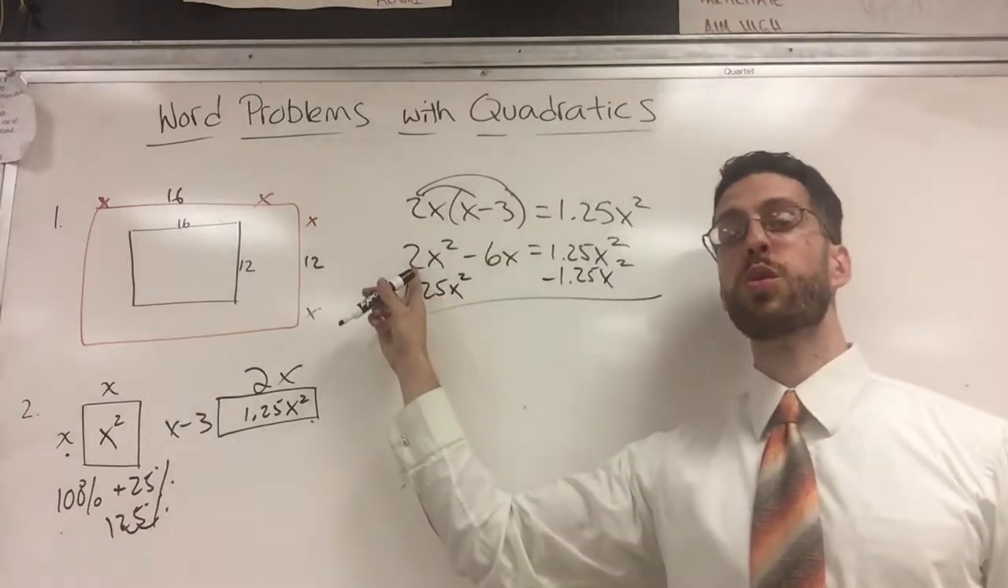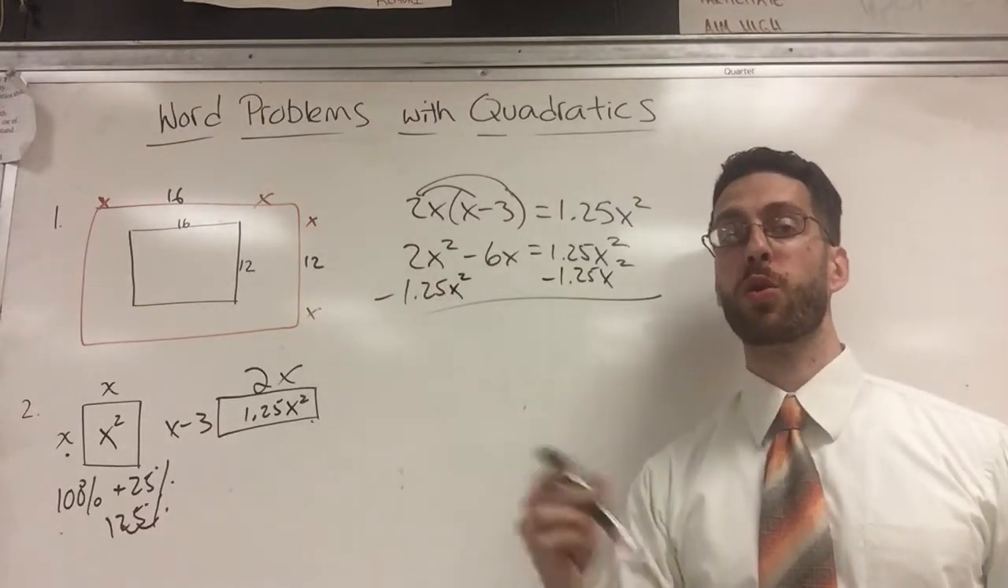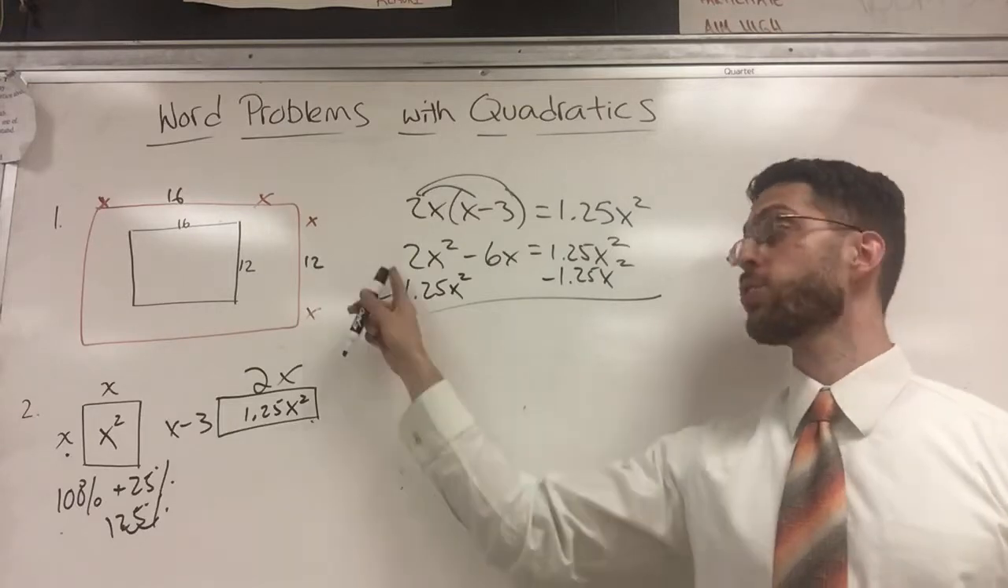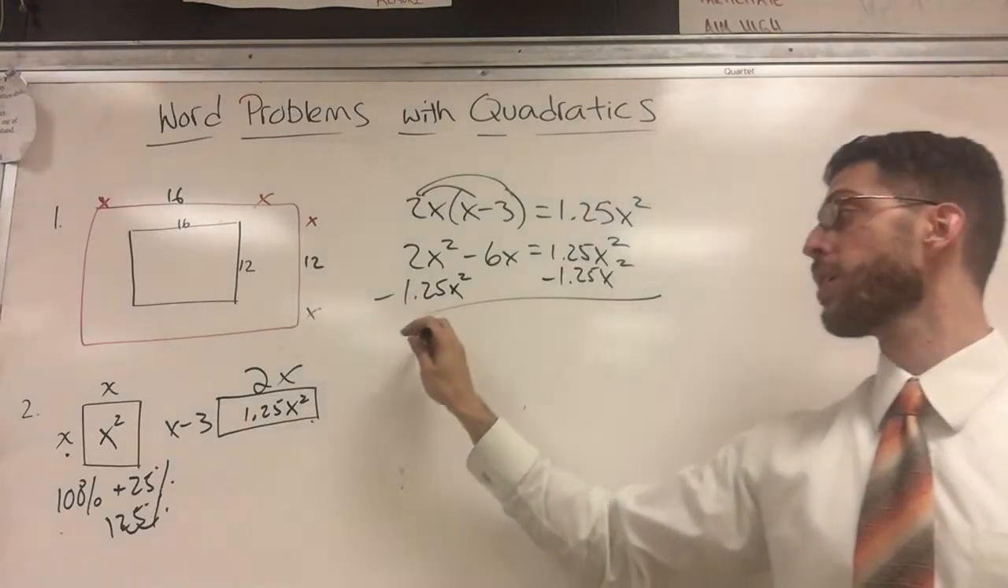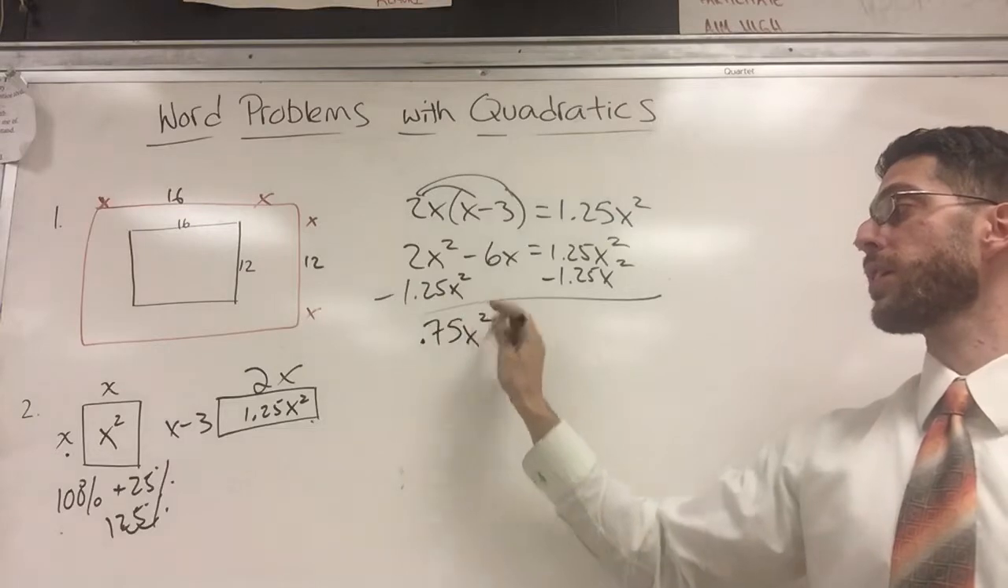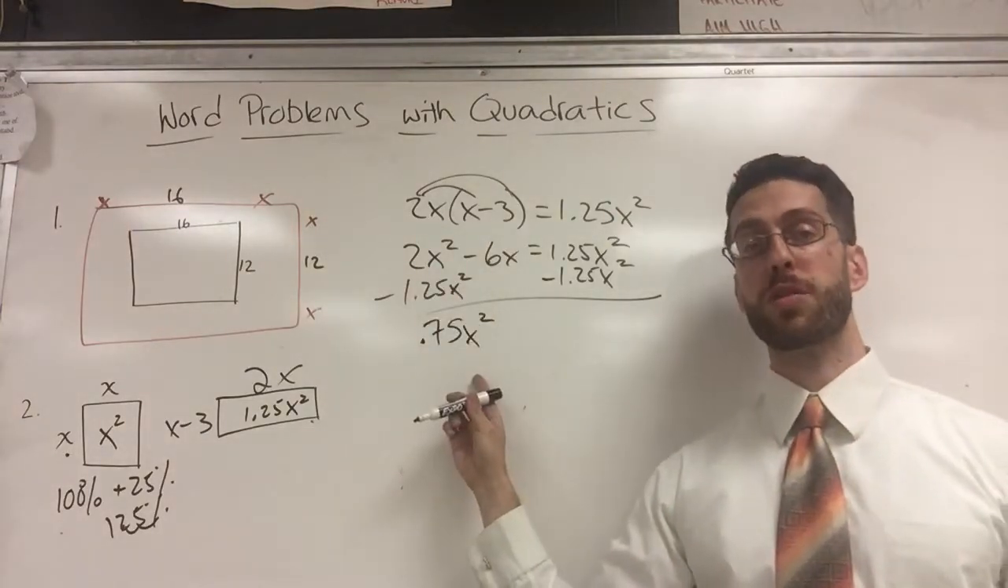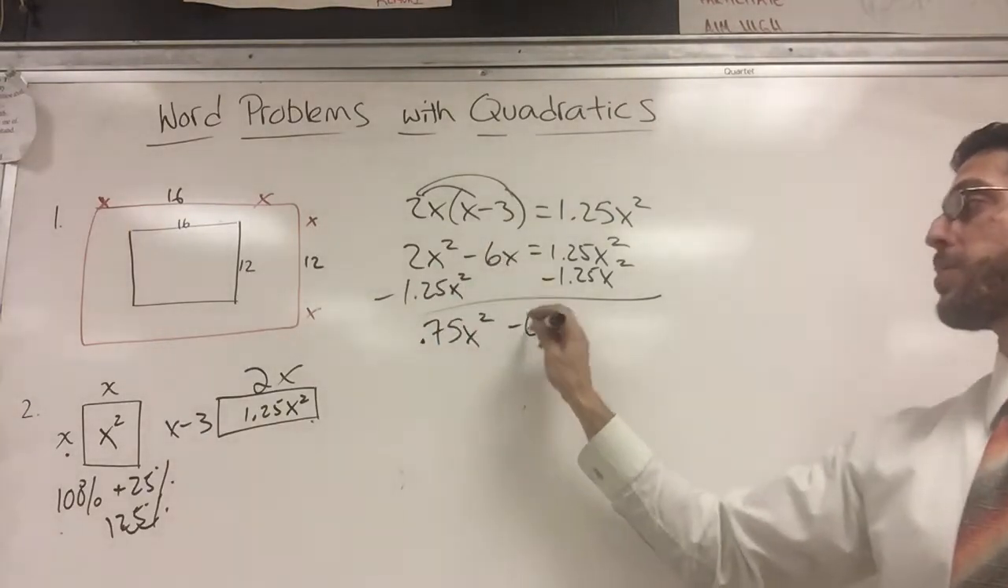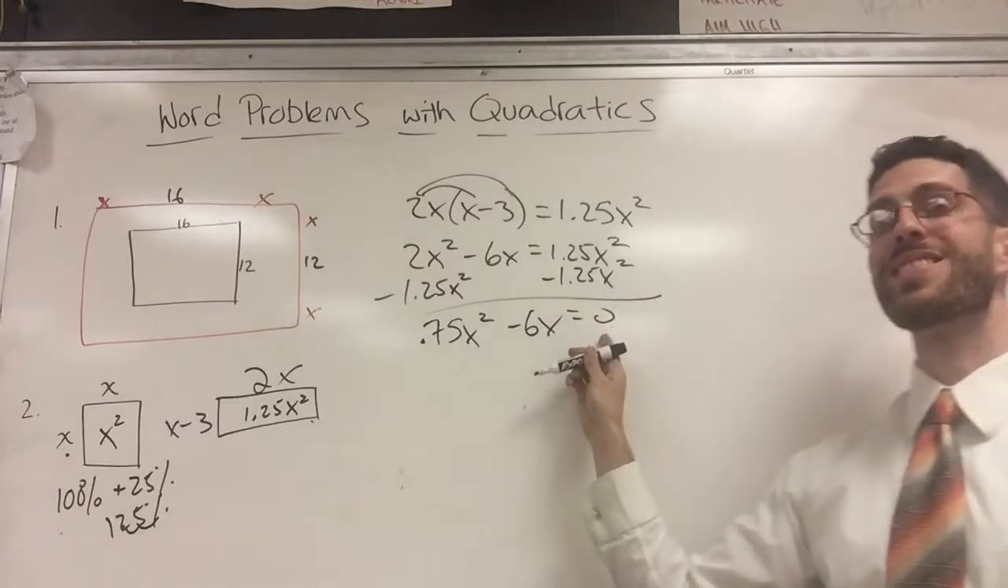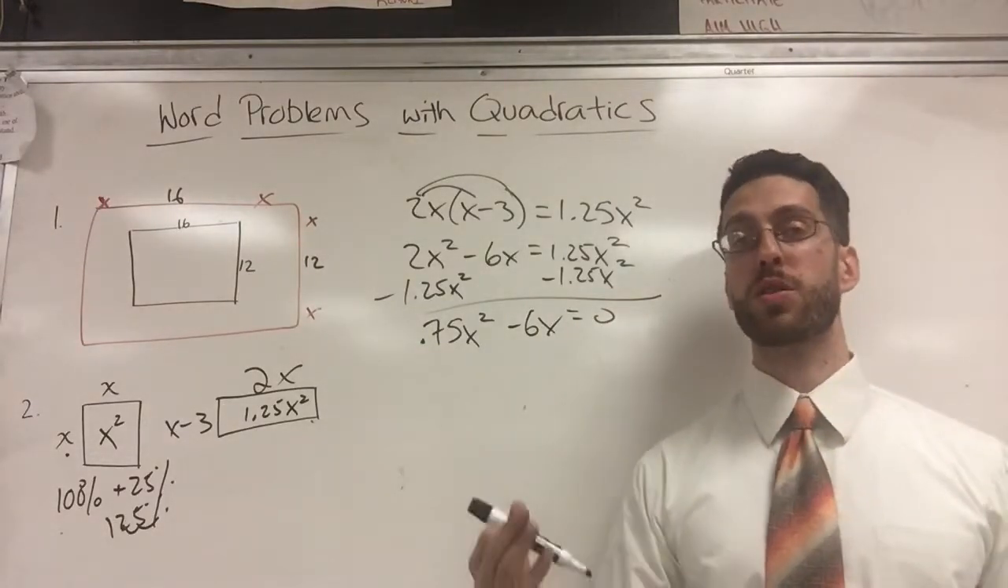Now, 2, hopefully you know, is the same as 2.0 or 2.00 or $2. So $2 minus $1.25 is 75 cents, and the x squared is the like term, so that comes along with it. Minus 6x drops down, and now it's equal to 0, so it's in standard form. Now, there's a couple ways to go from here.